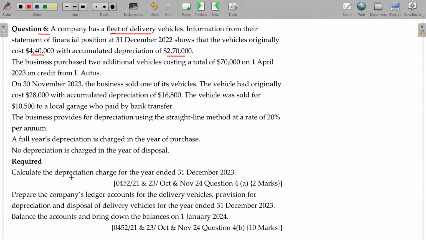Calculate the depreciation charge for the year. Prepare the company's ledger account for the delivery vehicles, the provision for depreciation, and the third one being disposal of delivery vehicles. So these three will be calculated.